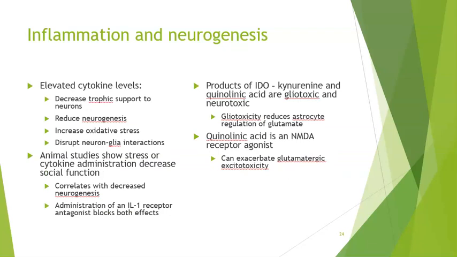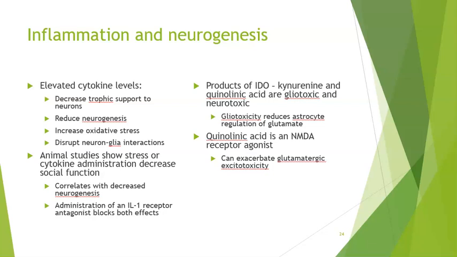Now, how could inflammation play a role in neurogenesis then? Well, elevated cytokine levels we know are connected with inflammation. But this also tends to decrease the trophic support to neurons, which means we get reduced neurogenesis. So an increased cytokine level naturally decreases neurogenesis. We also see that it increases the oxidative stress, which means less oxygen for neurogenesis. It also disrupts the neuron-glia interactions, and we really need those interactions for the neurogenesis and for those new cells to know, one, where to go, and also what type of cell they need to become.